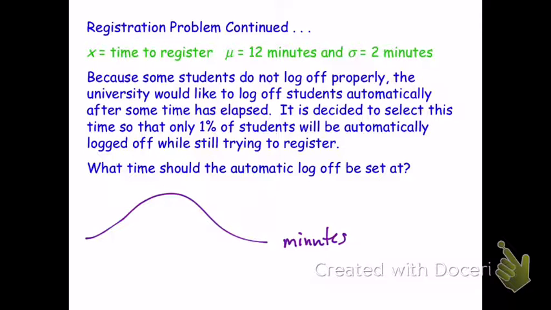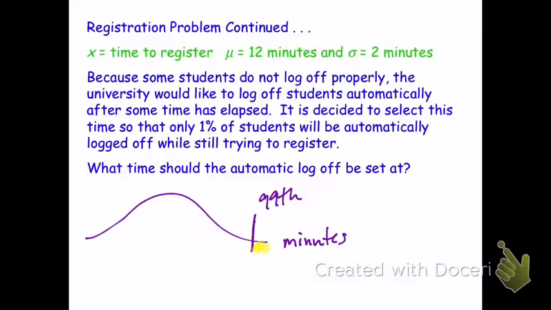Oh, I thought you said logged off. No. What the computer wants to do is automatically log off the people that spend a lot of time on it because they left it. So I want to log off 1% of the population. So I'm going to go to the 99th percentile, because that means 1% spend more than that amount of time on the computer. Does that make sense? So this is an example where I would do 1 minus that.